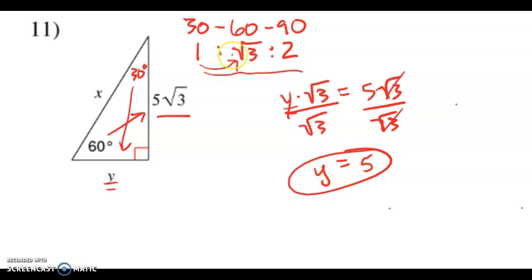The other relationship that I know exists is I just figured out that this side is 5. So if I take the side that's opposite the 30 and I multiply it by 2, I get the hypotenuse, or in other words, x. So in this case, x equals the side that's opposite the 30 doubled. So x is 10.